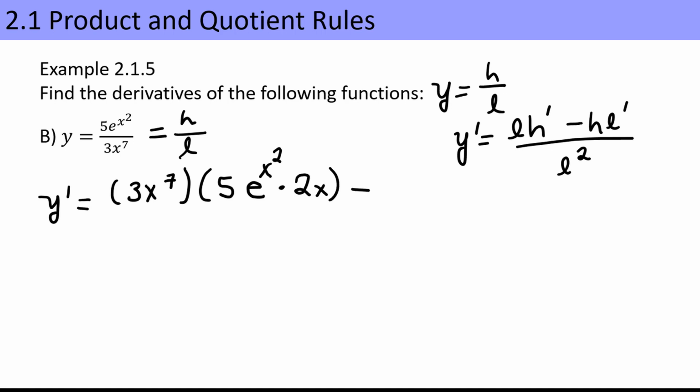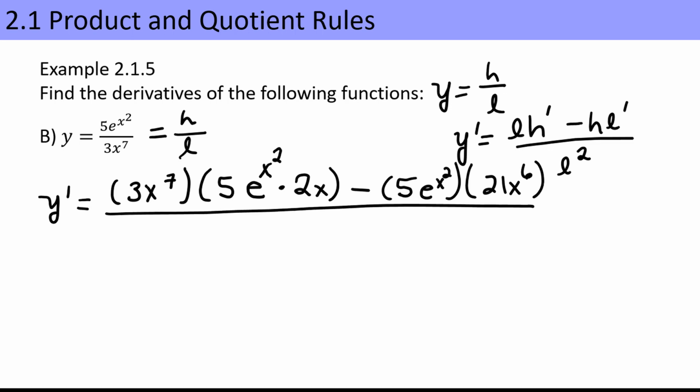Now let's do minus the high, which is the function 5e to the x squared, and the derivative of the low, that's 3x to the 7th. We bring down the 7, so 3 times 7 is 21x to the power of 7 minus 1 is 6. And that thing is all divided by 3x to the power of 7 squared.